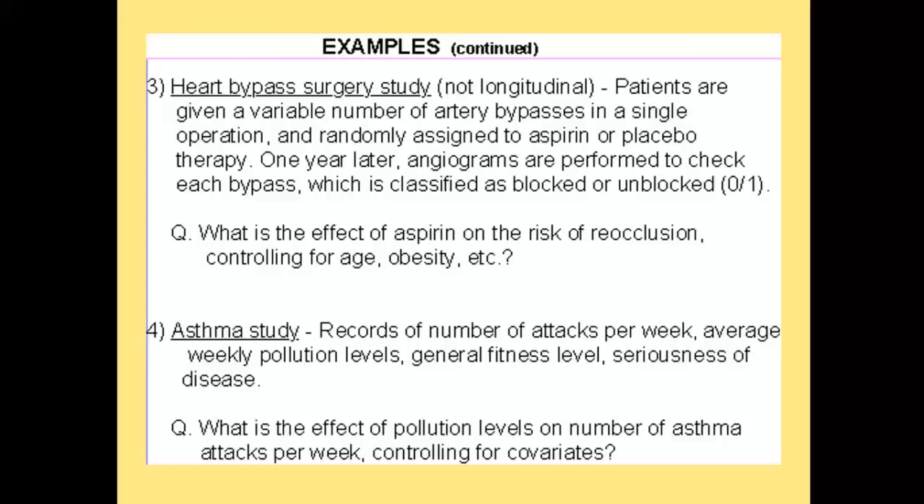So what is the effect of aspirin on the risk of reocclusion, controlling for age and obesity? Age and obesity are going to be treated as what kind of variables? Time independent or time dependent? Obesity probably time independent, and same for age. Although, age changes. Now you have to decide whether over the length of the study the age is changing, and you want to consider that as a time-dependent variable. So you have to decide. But most of the time, you consider age at the start of the study.